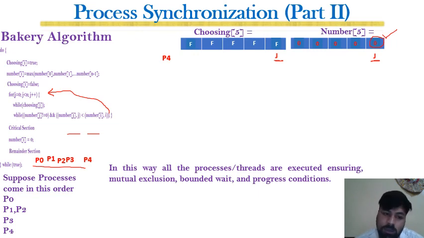And you can also evaluate that the Bakery algorithm satisfies all 3 conditions, that are the progress condition, the mutual exclusion condition and the bounded waiting condition.